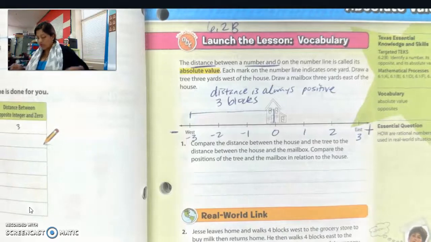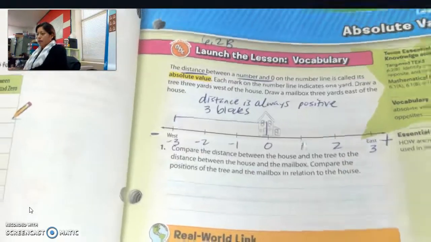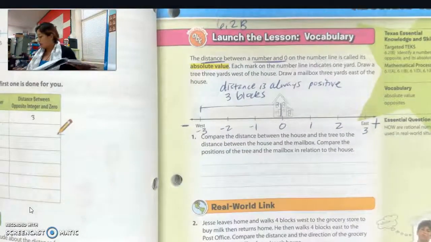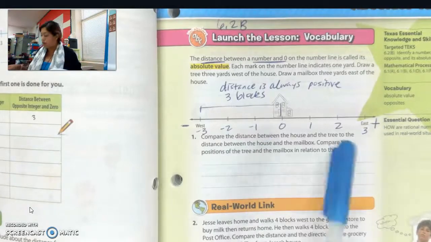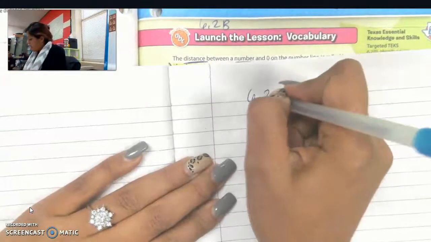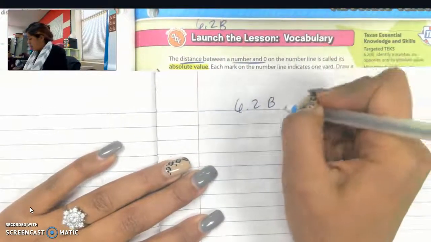Alright, so let's talk a little bit more about that. So go ahead and make sure you have your book, and if you haven't written that down, pause the video, go get your book, go get your journal, write this down. Alright, here's my journal, and we're talking about 6.2b, and right now we're focusing on absolute value.